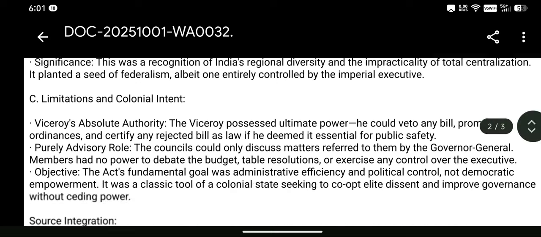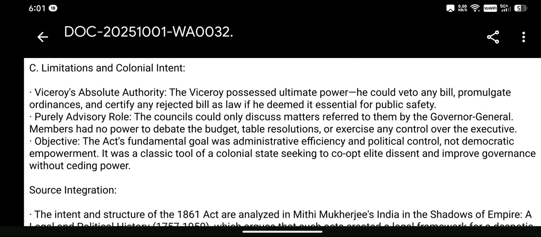Limitations and colonial intent. The Viceroy's absolute authority: the Viceroy possessed ultimate power. He could veto any bill, promulgate ordinances, and certify any rejected bill as law if he deemed it essential for public safety.